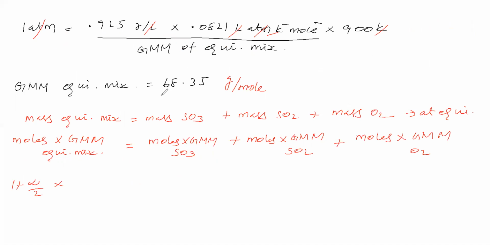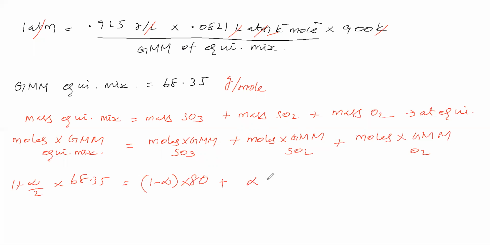Gram molecular mass of equilibrium mixture is 68.35, equal to moles of SO3 at equilibrium, 1 minus alpha, times the gram molecular mass of SO3. Oxygen is 48, sulfur is 32, so we are getting 80 as the molecular mass of SO3.